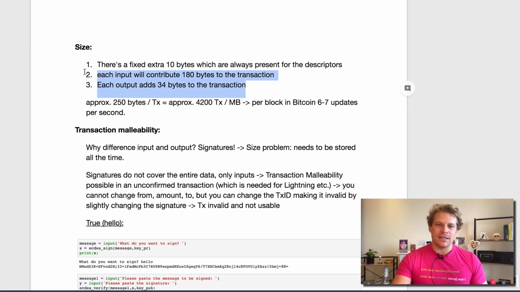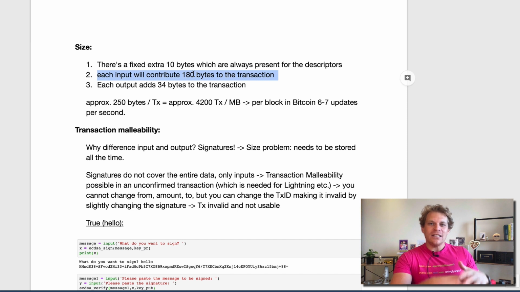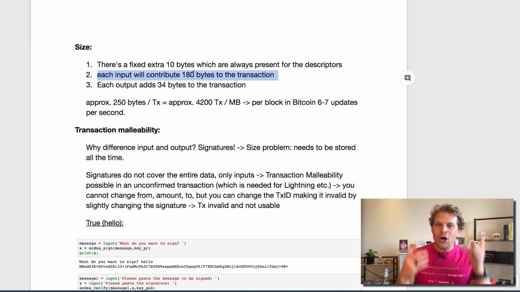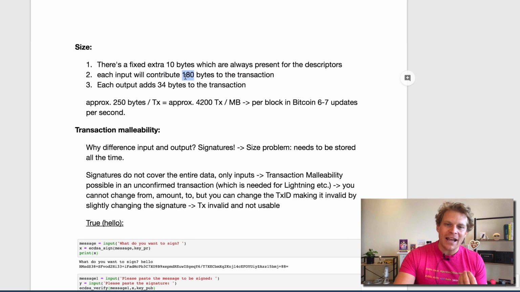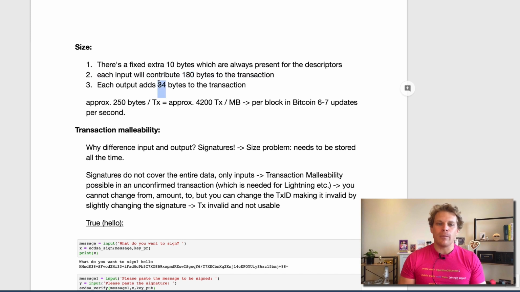And the difference is actually leading to a problem which is called transaction malleability. If you've ever heard this, how does this work? The problem is that here we need to sign the inputs. That's very, very important. We need to sign the unspent transaction outputs. This is important because otherwise everyone could just use them. So I need to sign those. And that's where extra size comes in, because normally this would only be approximately 34 bytes. But now suddenly we have 180 bytes.